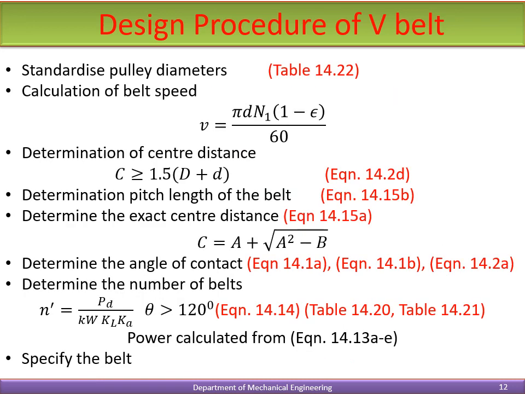And after finding the pulley diameters, you can standardize them using table 14.22, and then you can calculate the belt speed, determination of center distance, determination of pitch length of the belt, and exact center to center distance, which is a new equation: C is equal to a plus root of a square minus b. Determine the angle of contact that we discussed earlier, determine the number of belts required, and specify the belt, which belt we are going to select.